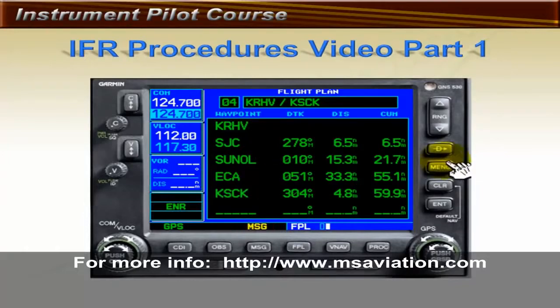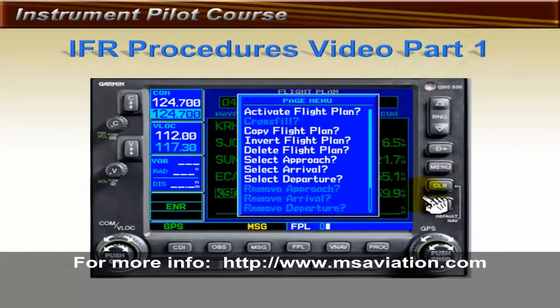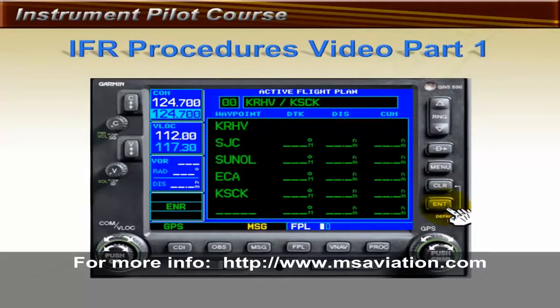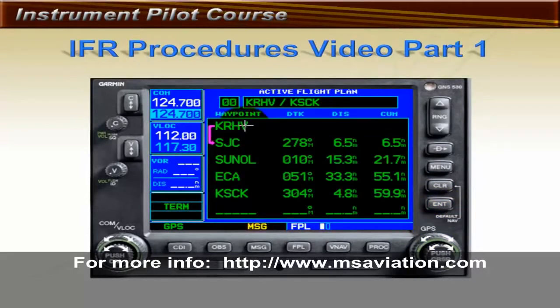So now we're going to take a look and see what this looks like on the moving map. So first we're going to activate this flight plan. So Menu and Activate Flight Plan. That's the yes key, enter. And this leg now, Reed Hillview to San Jose, is the active leg.